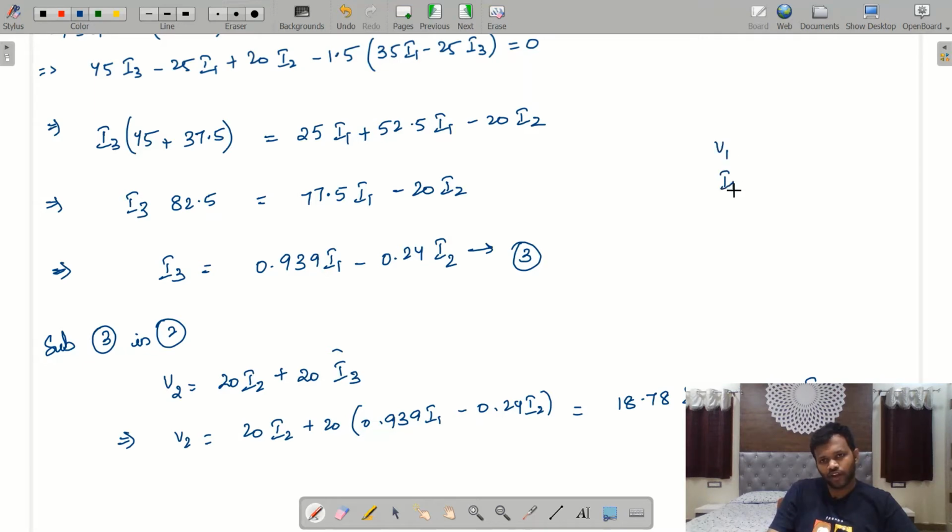We will write V1 and I1 as a function of V2 and I2. So what term should be on the left hand side? I1 should be on the left hand side, and V2 and I2 should be on the right hand side. So what can I write?